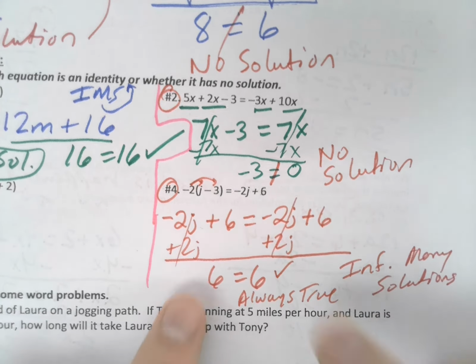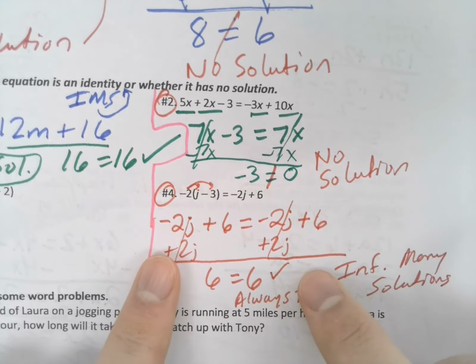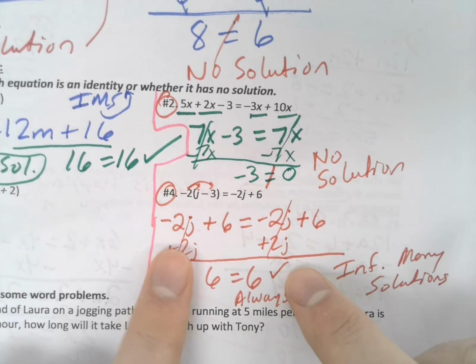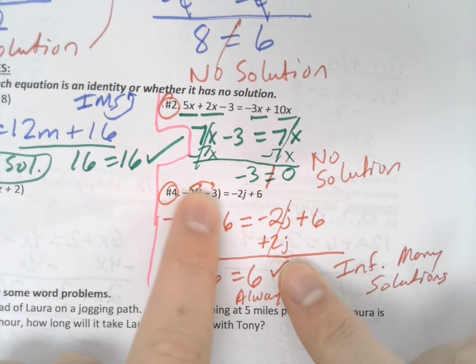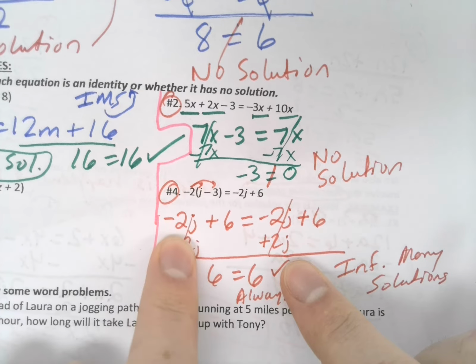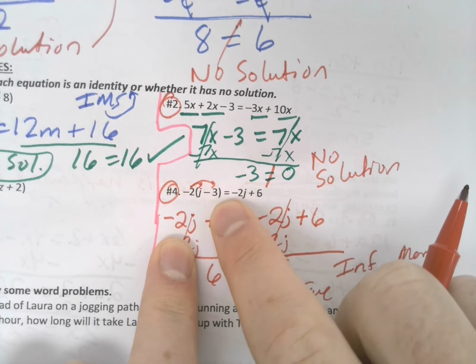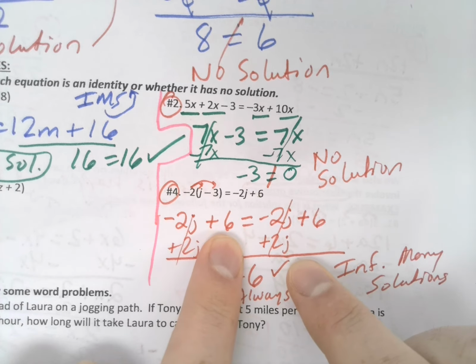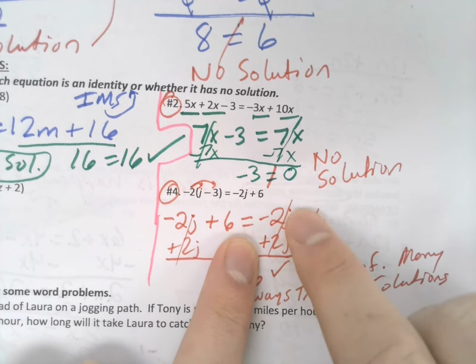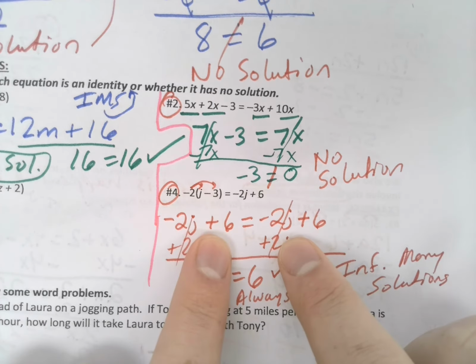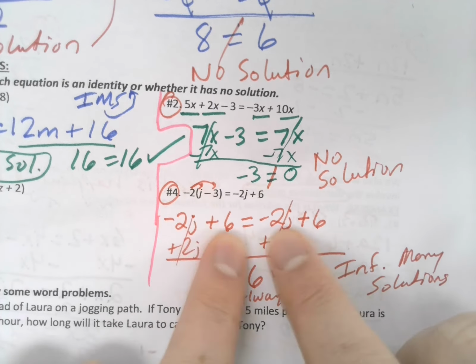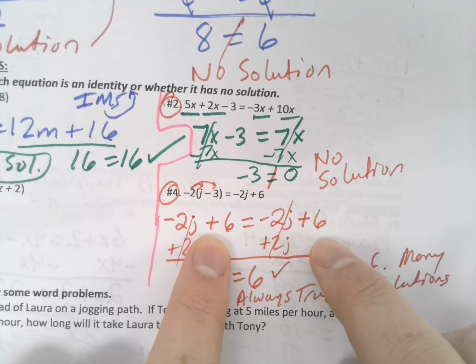Now, some of you guys are probably going to call me a goober on number 4, and spoiler alert, I am a goober. But we can distribute step 1. Negative 2 times j is negative 2j. Negative 2 times negative 3 gives us 6 equal to, we got negative 2j plus 6. And a lot of you guys said, wait a minute, Mr. Harris, this is the same thing on both sides. It's an infinitely many solutions.